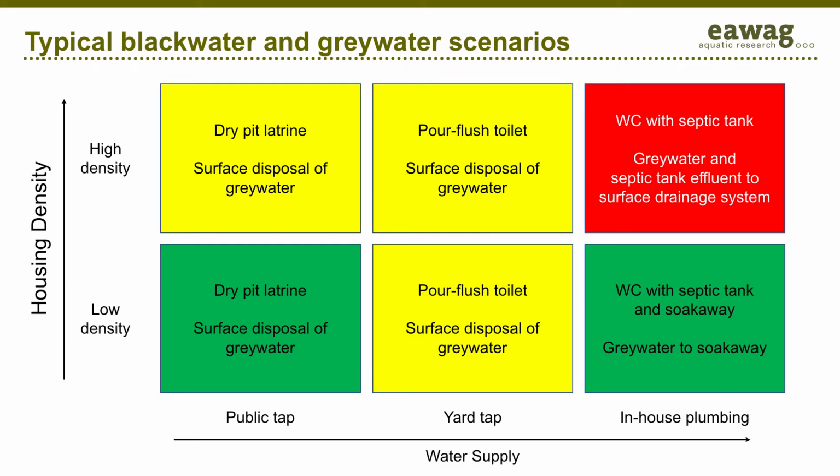Where there is high-density housing and in-house plumbing, users are likely to prefer flush toilets. But there is usually insufficient space for infiltration of septic tank effluent, and the typical scenario is of greywater and highly polluted blackwater being discharged into the surface drainage system or nearby waterways, which presents a major health hazard.